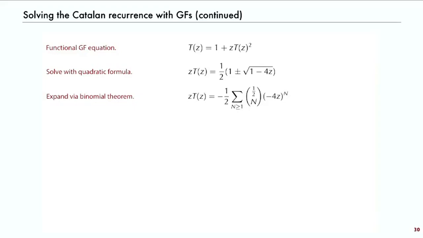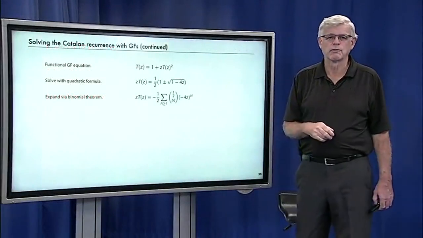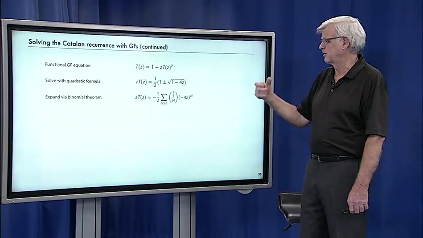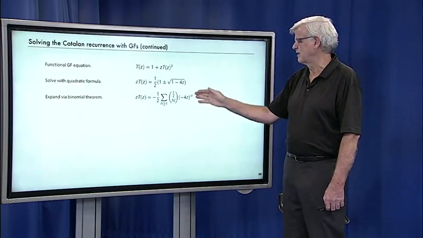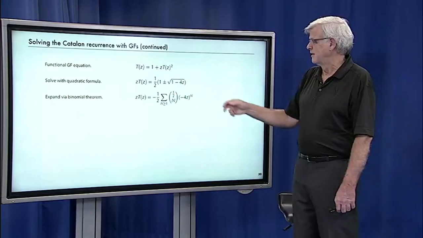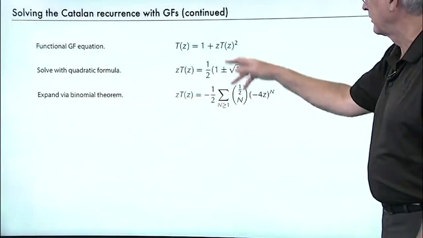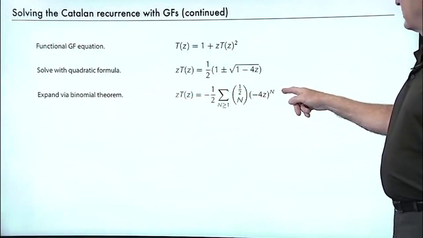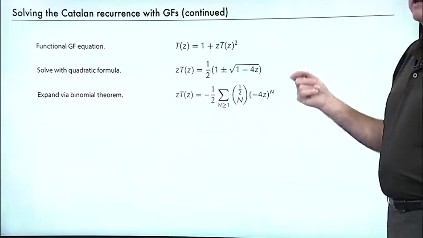So now, how do we deal with that? We expand 1 over square root of 1 minus 4z. We just use the binomial theorem. It's 1 minus 4z to the 1/2 power. So it's the sum of 1/2 choose n, times minus 4z to the n. And then this one part goes away. And again, we can check that from initial values. So that's a key step for this generating function.